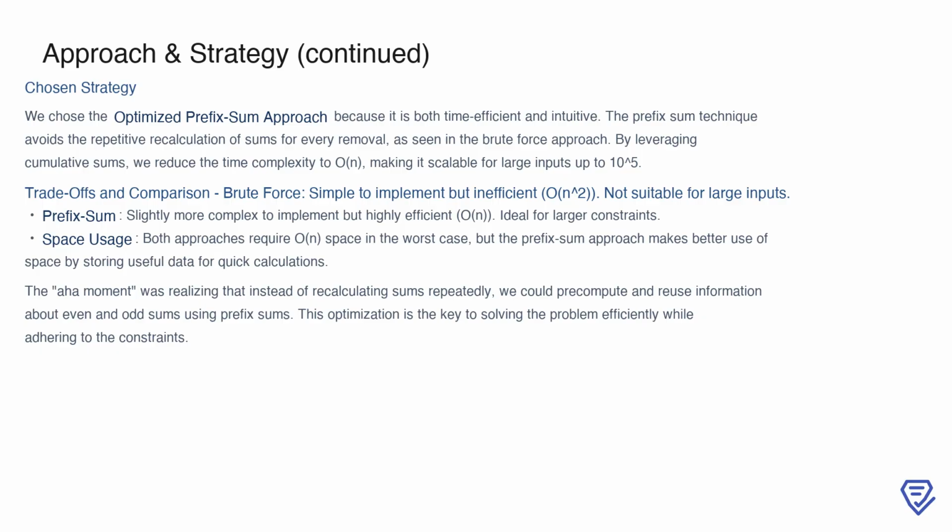The breakthrough insight here was recognizing that instead of recalculating sums repeatedly, we could pre-compute and reuse the even and odd sums using prefix arrays. This optimization not only adheres to the problem's constraints but also ensures the solution is robust and scalable, making it the clear choice for this problem.